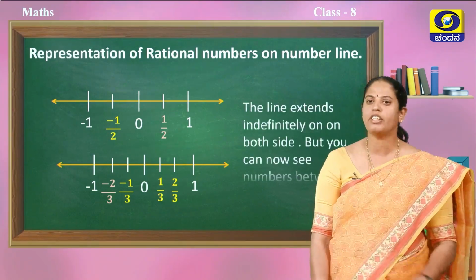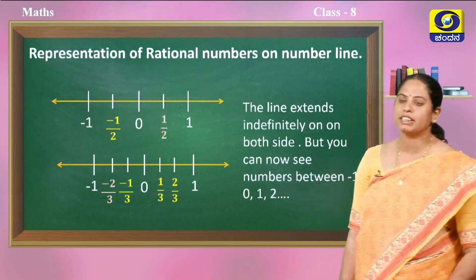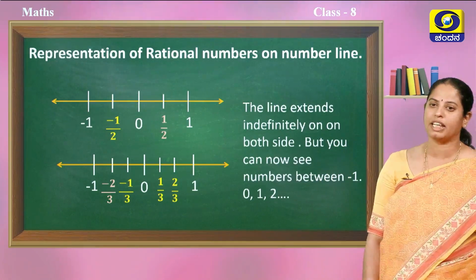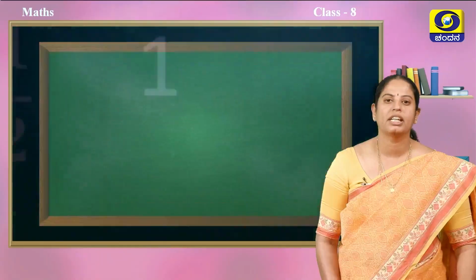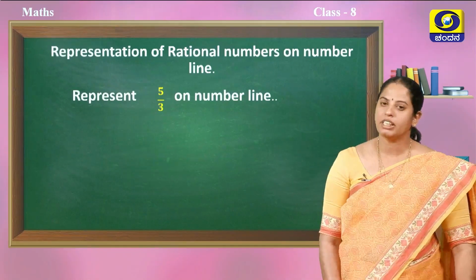That means now we observe that the line extends infinitely on both the sides, but you can see numbers between minus 1, 0, 1 and 2. There are numbers between 0 and 1, 0 and minus 1, 1 and 2, minus 1 and minus 2. So, these are rational numbers. How to represent these rational numbers? Let us discuss with an example.